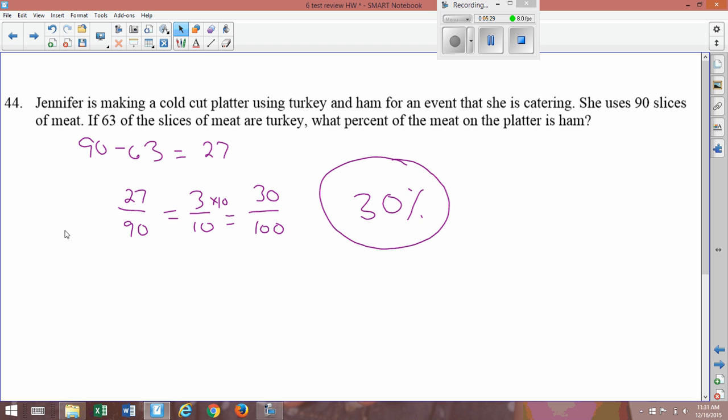Jennifer is making a cold platter using turkey and ham for an event that she is catering. She uses 90 slices of meat. If 63 slices of the meat are turkey, what percent of the meat on the platter is ham?